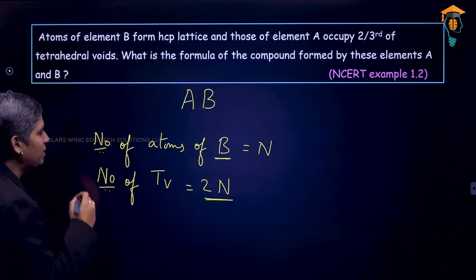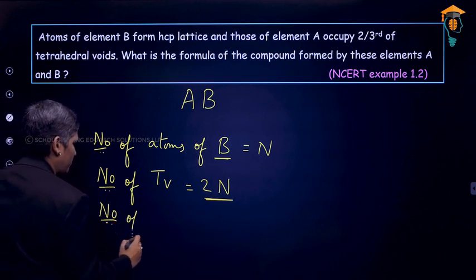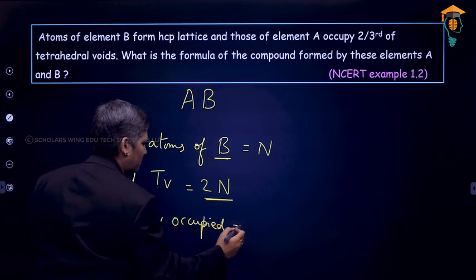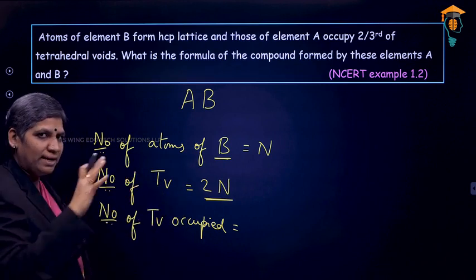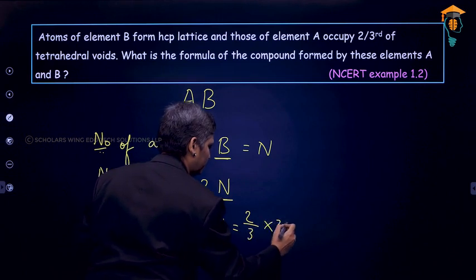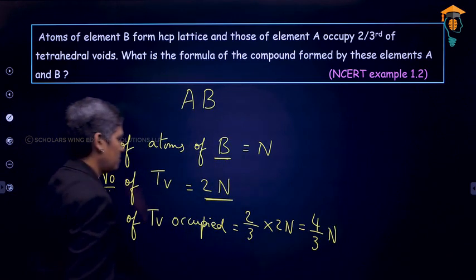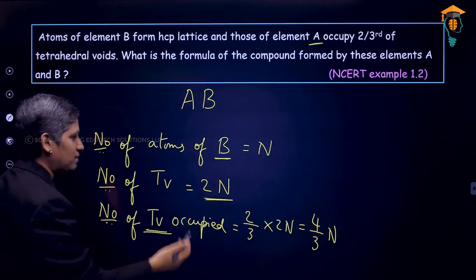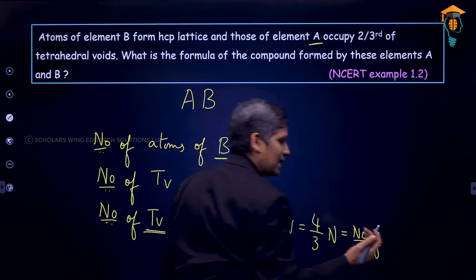So actually, how many TVs are occupied now? The number of TVs occupied will be 2/3 of 2n, because 2n is actually present, but not the entire 2n is occupied, only 2/3 is occupied. Therefore, it will be 2/3 into 2n. That is nothing but 4/3 n. And what is occupying the TV? This element A. So 4/3 n is nothing but what now? The number of atoms of A, isn't it?